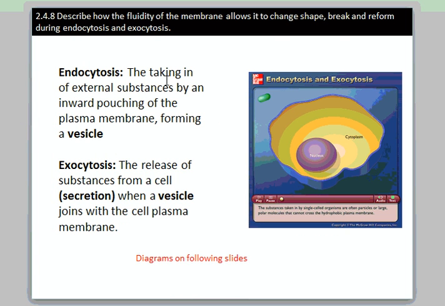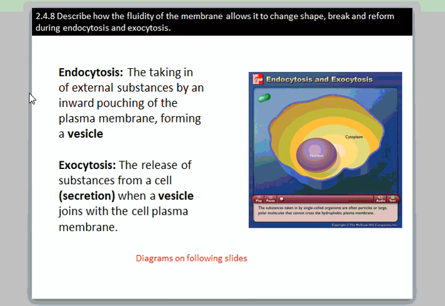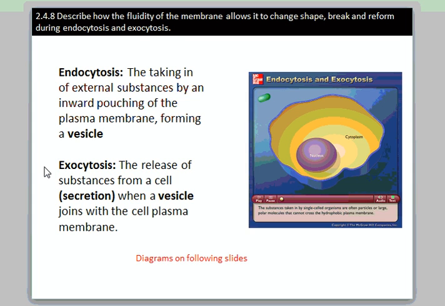Two places you can see vesicles are when we do endocytosis, which is the internal taking in of substances entering the cell. Okay, and again, I'll put up the link for endocytosis so you can see the animation. And then we also have exocytosis, which is excreting, things are exiting the cells.